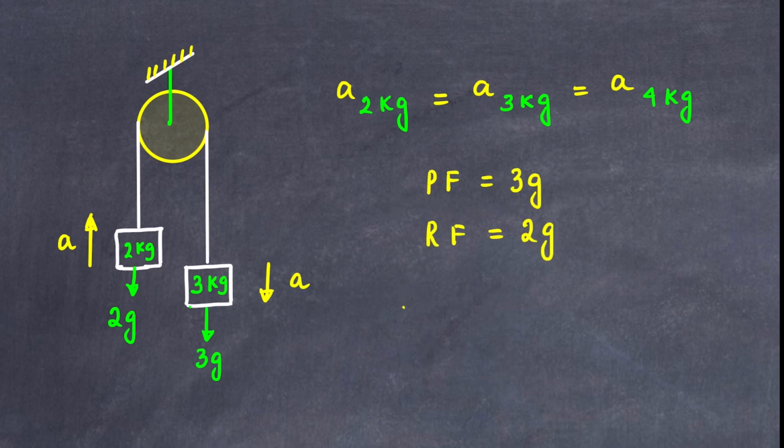So the acceleration will be equal to the net pulling force, that is 3g, minus the net resisting force, that is 2g, divided by the total mass. What is the total mass? 3 kg plus 2 kg, that means 5 kg. So the acceleration will be equal to g by 5. So the block of mass 3 kg will move downward with an acceleration of g by 5 and the block of mass 2 kg will move upward with an acceleration of g by 5.